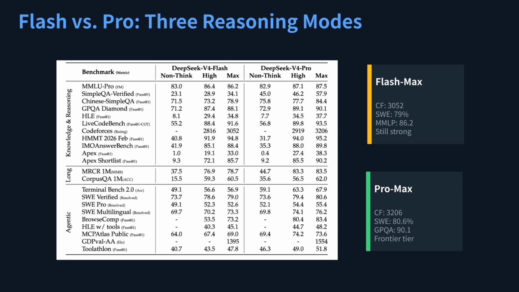This table shows how V4 Flash and V4 Pro compare across their 3 reasoning modes. In non-think mode, both models are roughly competitive on many tasks, but when you turn on Think Max, the Pro model separates significantly. Flash Max still reaches a Codeforces rating of 3052 and 79% on SWE Verified. Genuinely excellent numbers. The interesting insight is that Flash, given a large enough thinking budget, can approach Pro on hard reasoning tasks. For users who need cost efficiency and speed, Flash Max is a very compelling option.